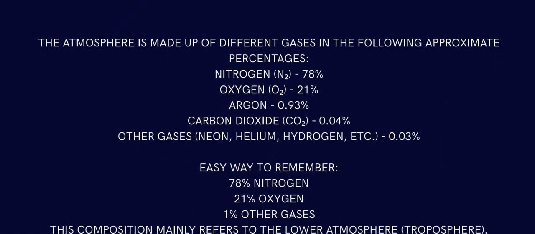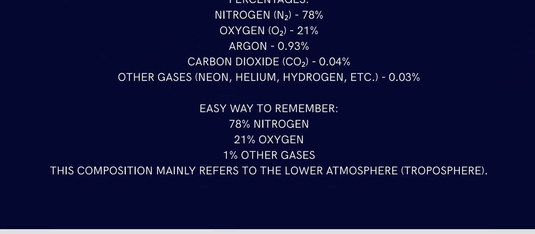The atmosphere is made up of different gases in the following approximate percentage: nitrogen 78%, oxygen 21%, argon 0.93%, and carbon dioxide 0.04%. Other gases that include neon, helium, hydrogen, etc. are 0.03%. So in a simple way, we can say 78% is nitrogen, 21% oxygen, and the rest 1%, because we do not really need to define argon, carbon dioxide, neon, helium, hydrogen, etc.